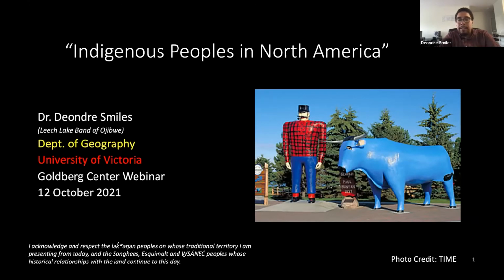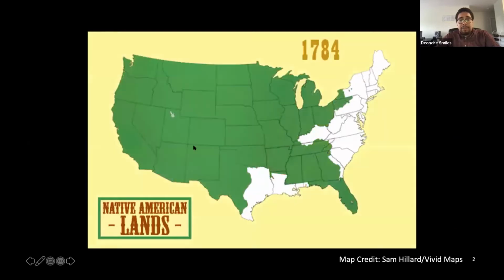And as usually is the custom, whenever we do anything up here in Victoria academically, I want to briefly acknowledge and respect the Lekwungen peoples on whose traditional territory I'm presenting from today, as well as the Songhees, Esquimalt, and Wasanich peoples whose historical relationships with this land continue to this day. In order to give this justice, we probably would need several hours, but in 5 minutes, I'll briefly talk about the ways that Indigenous histories oftentimes get obscured in the ways that we teach it and the ways that we learn about it. And so I start off by showing this map.